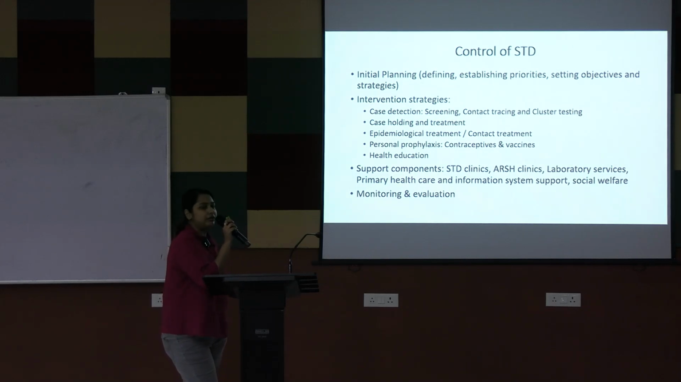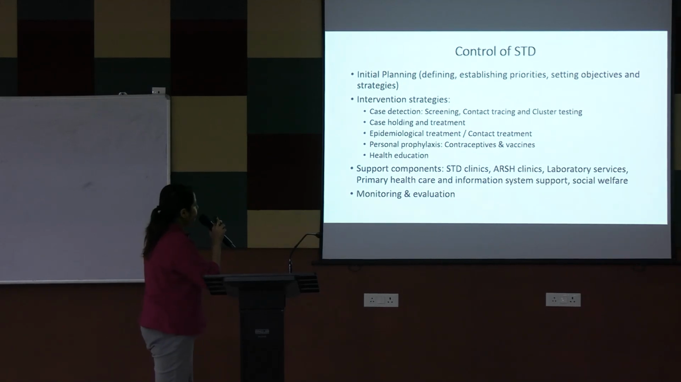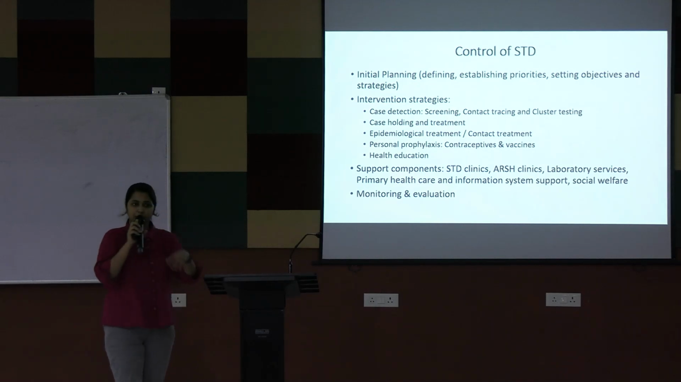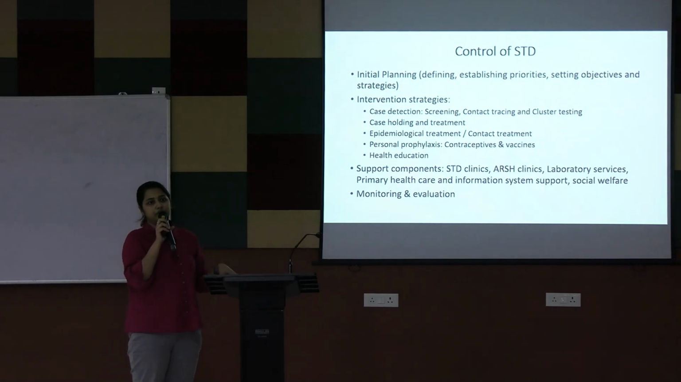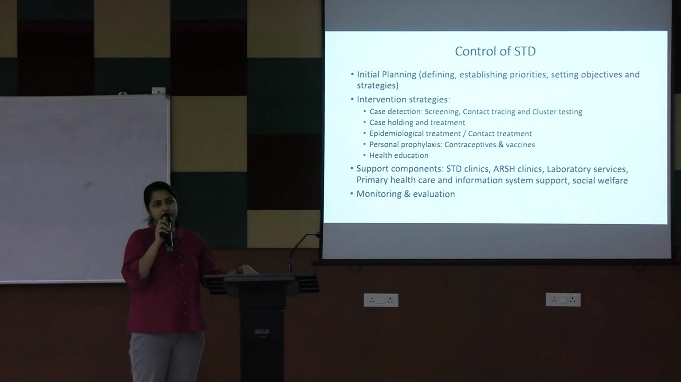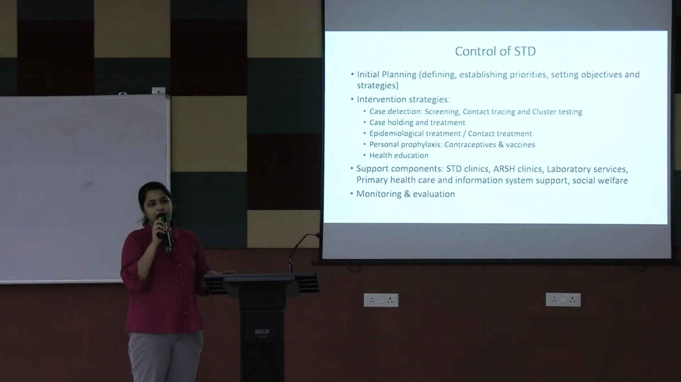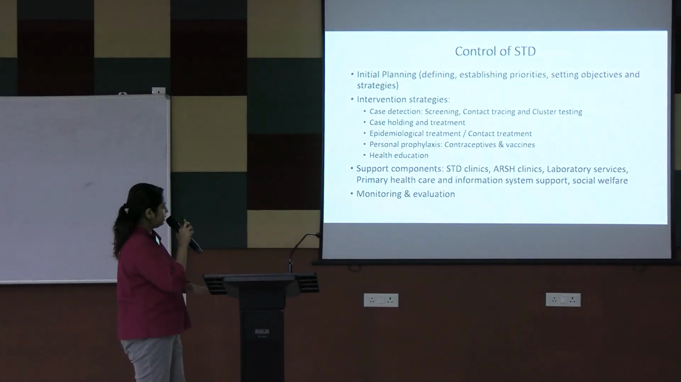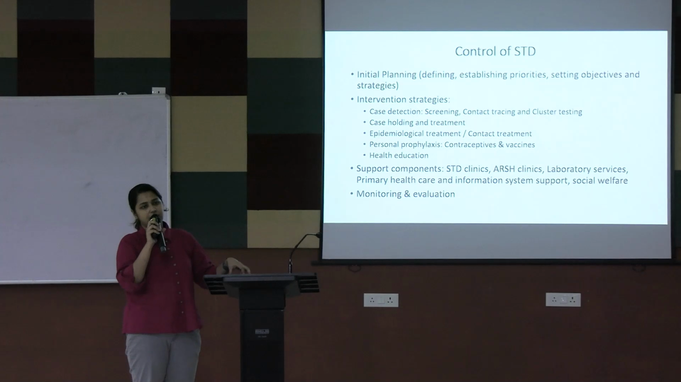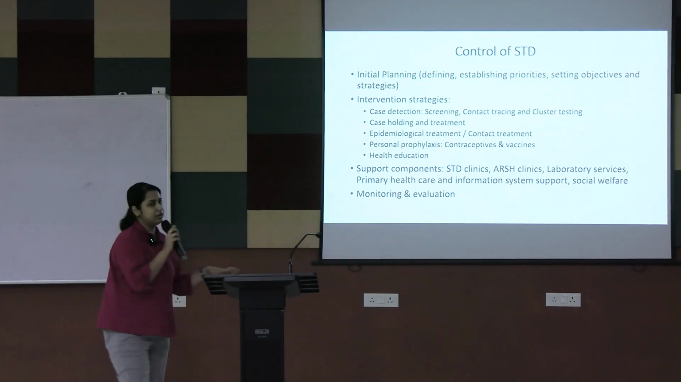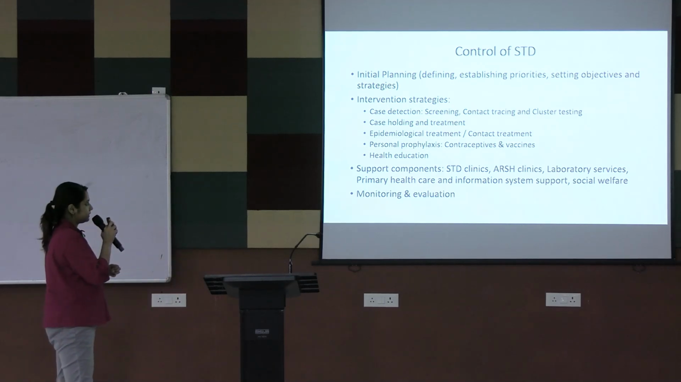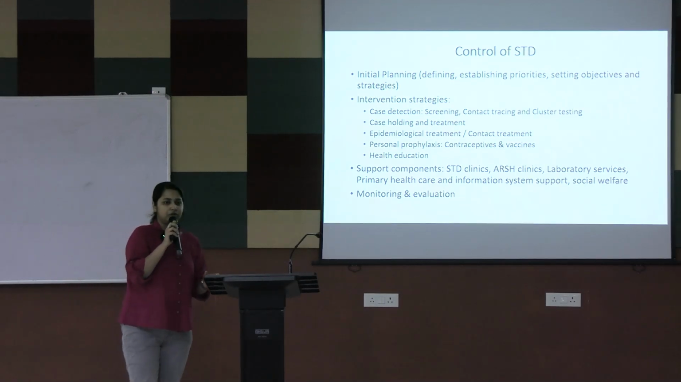Now what are the interventions or case management things that you can do to reduce the number of cases? Firstly, you do the case detection. How do you do the case detection? You first screen the population, especially the high risk population, for any STDs. Then if they are positive, contact tracing is very important here. How many people have they come in contact with, and cluster testing: if there is a cluster of population with the syndromes, you do testing there. In that way you detect the cases first, you accumulate the cases first, and then you hold them and do the treatment first to last.